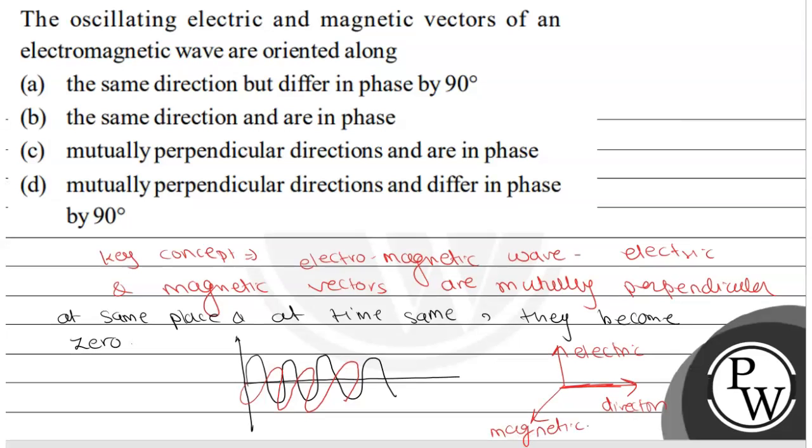So your correct option is option C. They are mutually perpendicular to each other and in phase.